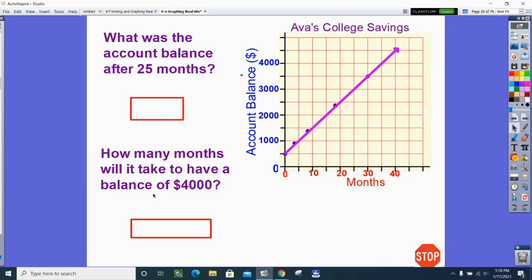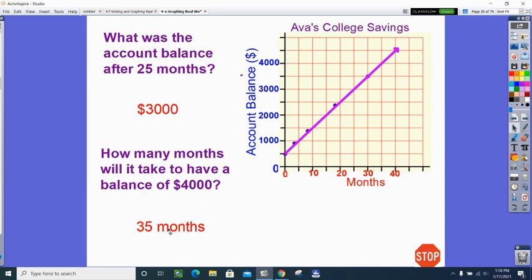How many months is it going to take poor Ava to get to $4,000? Well, now we're going to go up to the 4,000, and we're going to come over and hit our line. And then we're going to come down and see that we hit at 35 months. So we can use this graph to make those kinds of predictions, which is really helpful.